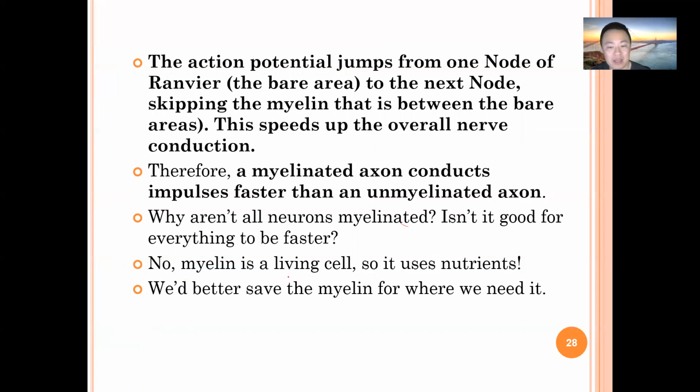Well, again, it uses up a lot of nutrients and is high maintenance, and it's better to invest a myelin sheath or a Schwann cell on places where we do need it, like your skeletal muscles. So when there's a bear running after you, you can quickly respond.